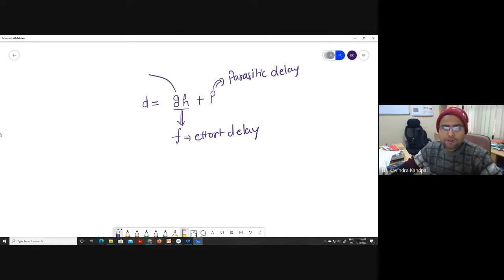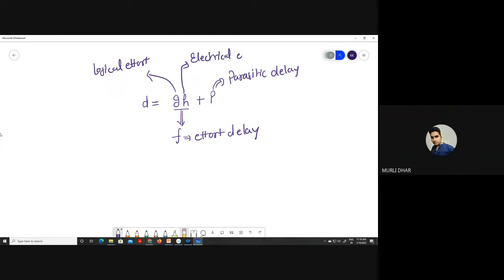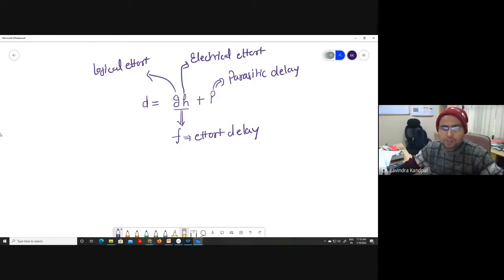G stands for logical effort, and H stands for electrical effort. I also told you the unit of this one is tau. The unit of this delay is tau, which is supposed to be technology dependent.